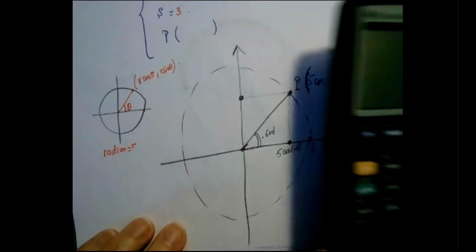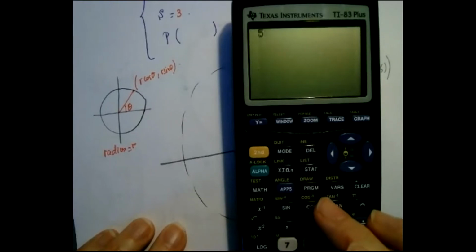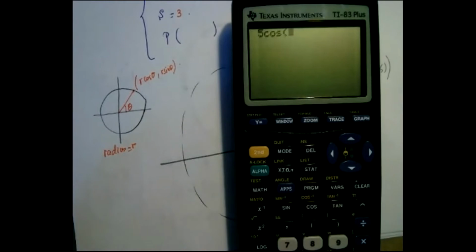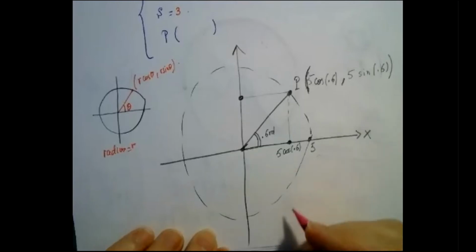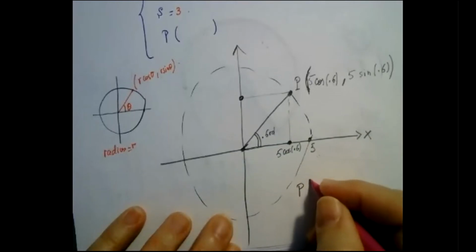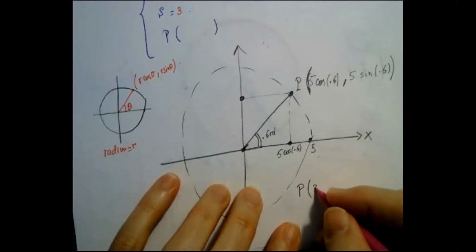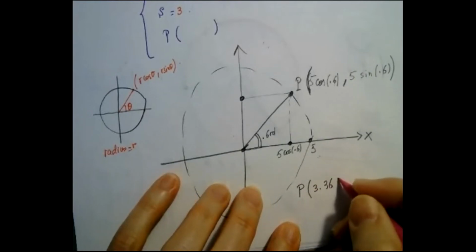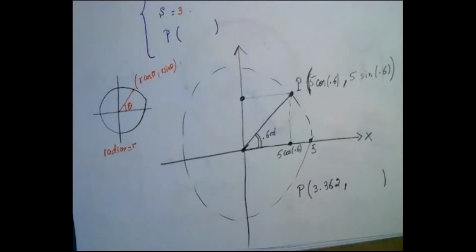And now I need 5 cosine 0.6. So it's 5, where's my cosine? Cosine, 0.6. I get 3.362. So that's the x coordinate. So the point P is 3.362, and what do you guess? Compute the y coordinate for me.